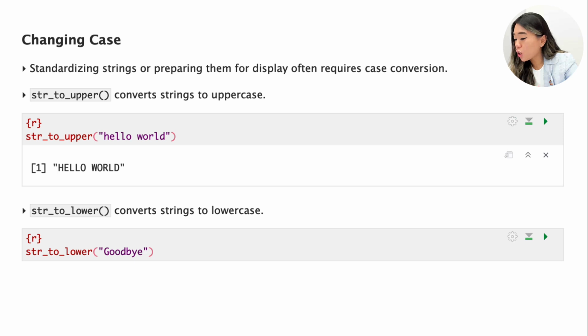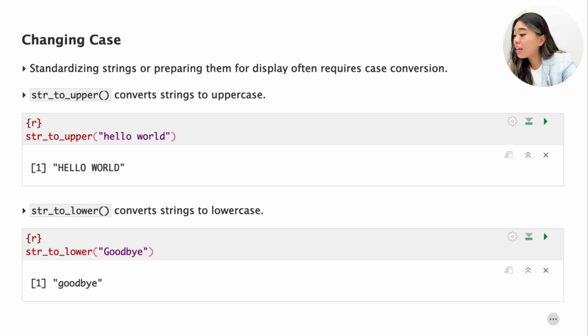Alternatively, stringr also contains the str_to_lower function, which converts strings to lowercase. Here, we've specified a string that begins with an uppercase letter, and if we feed that into the str_to_lower function, we can see that it has now been changed into lowercase, with goodbye starting with a lowercase g.